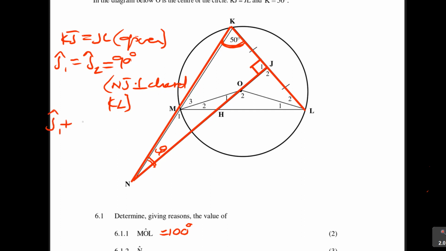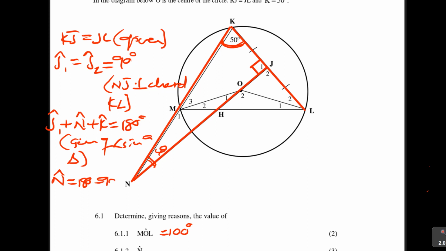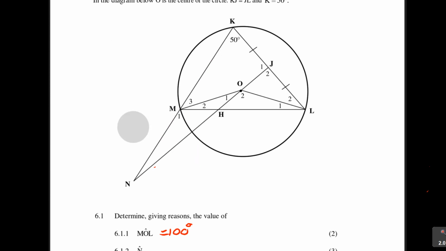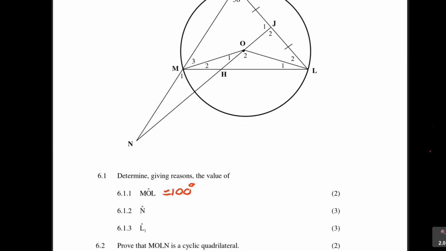But you can do it proper to say J1 plus N plus K is equal to 180 degrees. What is this? Sum of angles in a triangle. Then you can say N is equal to 180 minus 90 minus 50, which is equal to what? 40 degrees. Then you're done there. I know it's long and dry, but it's still fine. Take your time, you don't have to hurry. Next one, so this is 40 degrees there.